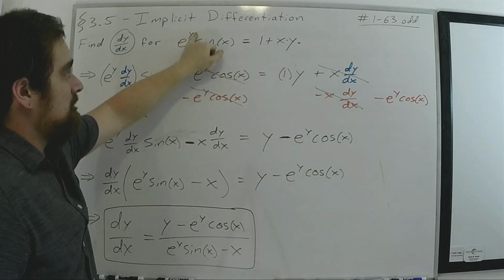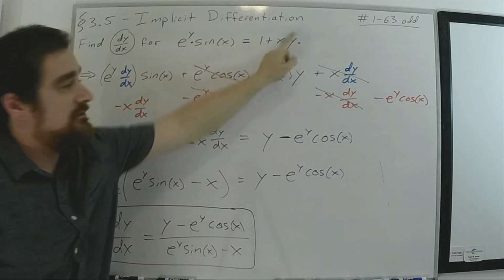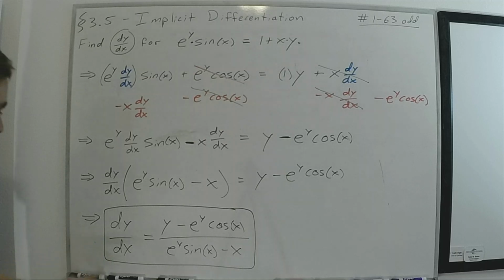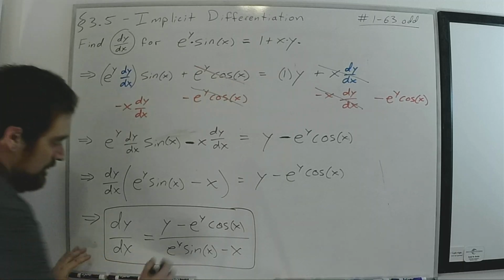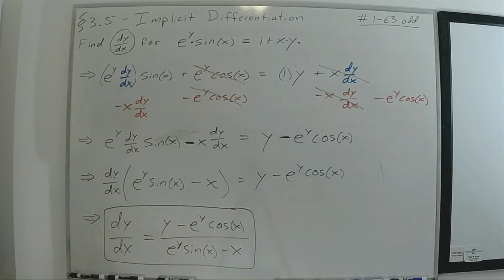It could have been another exponential function here and here. It could have been tangent of x here and here. I don't know what it is, but notice I know its derivative. It does still involve x's and y's. So I still don't know exactly what this is because I never knew exactly what y was.